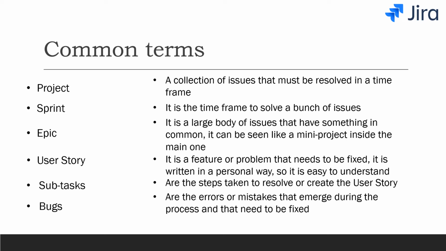Then we have an epic, which is a large body of issues that have something in common. It can be seen like a mini project inside the main project. We have a user story, which is a feature or problem that needs to be fixed. It is written in a personal way, so it is easy to understand for all the stakeholders. Then we have subtasks, which are the steps taken to resolve or create a user story. And we have bugs, which are all the errors or mistakes that people can commit during the process of making software. Let's see the software in action.